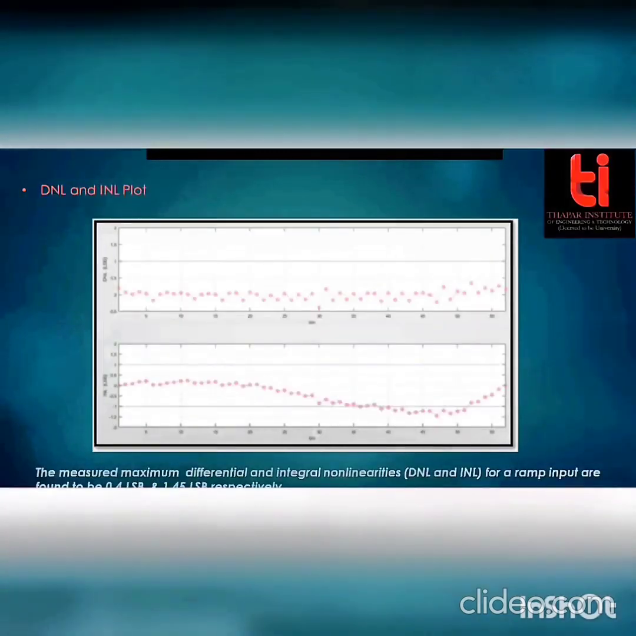So this is the DNL INL plot. As we see, DNL and INL can be negative or positive, which means DNL is present. The maximum DNL error is found to be 0.4 LSB, positive and negative, and the maximum INL present is 1.4 LSB, which is the cumulative sum of the DNL.